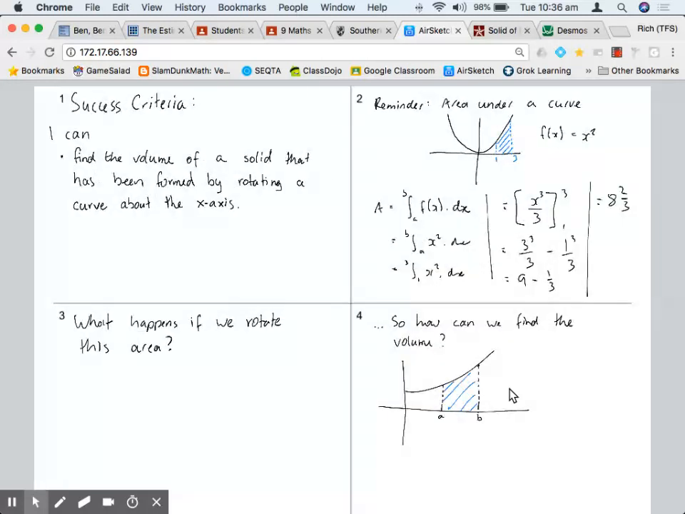Okay, so what happens, you can see down there in slide 3, what happens if we rotate that area, and specifically if we rotate the area around the x-axis? It's going to be hard to actually demonstrate this really, so I've got a little animation to show you what I mean. But let's just say we take that little slice that we found the area of, and about the x-axis, we then rotate it around until it goes up to the top again.